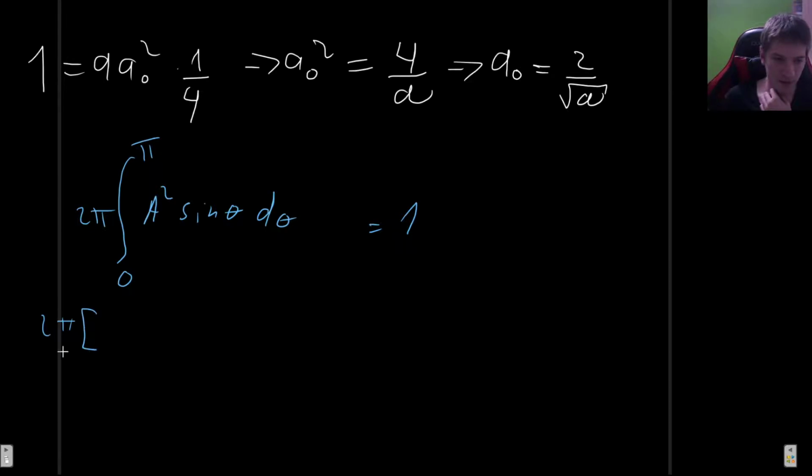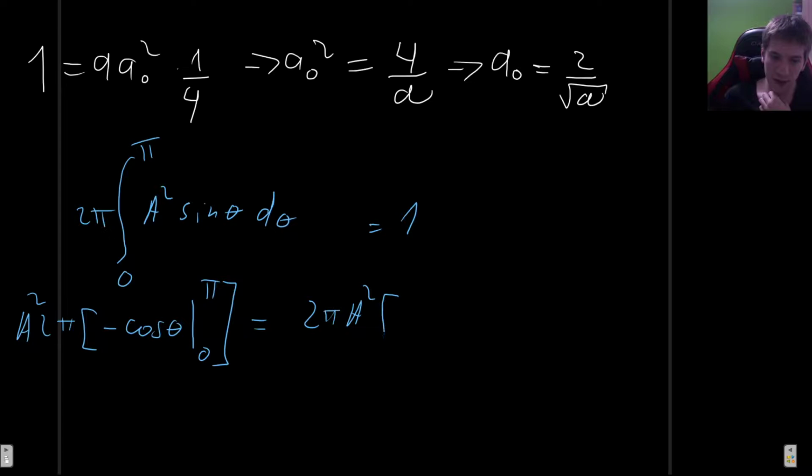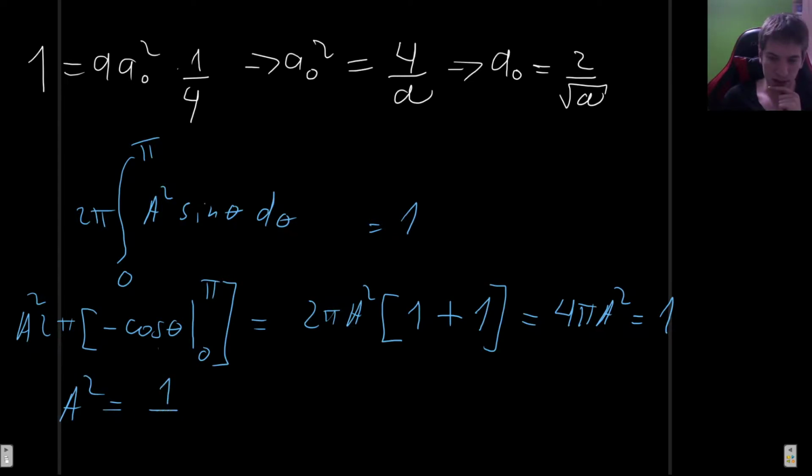We get 2 pi times A squared times the integral of sine, which is just minus cosine theta, and we have to evaluate it between 0 and pi. Well, that's just going to be 2 pi big A squared times minus cosine evaluated at pi. Cosine of pi is minus 1, so we're going to get plus 1. And then we have minus, but there's also minus here, so that's going to be plus cosine evaluated at 0, which is just 1. So this is going to be 4 pi A squared, and this has to be equal to 1. So A squared is going to be 1 divided by 4 pi, and you can just see here that A is then going to be 1 divided by the square root of 4 pi.